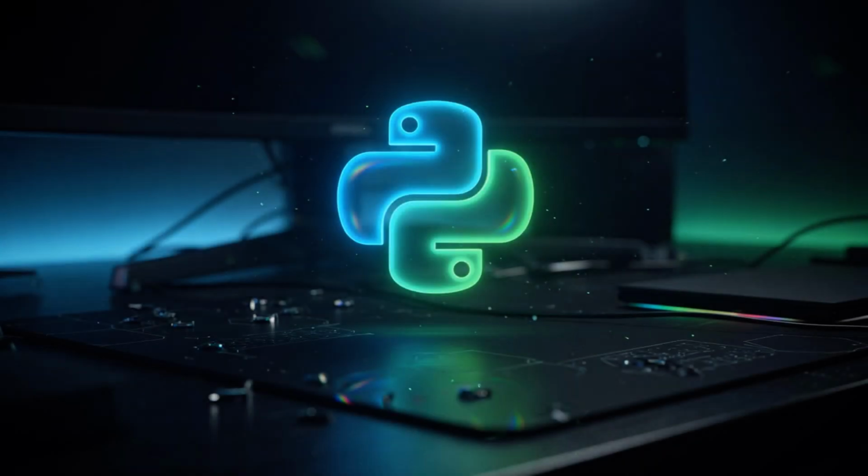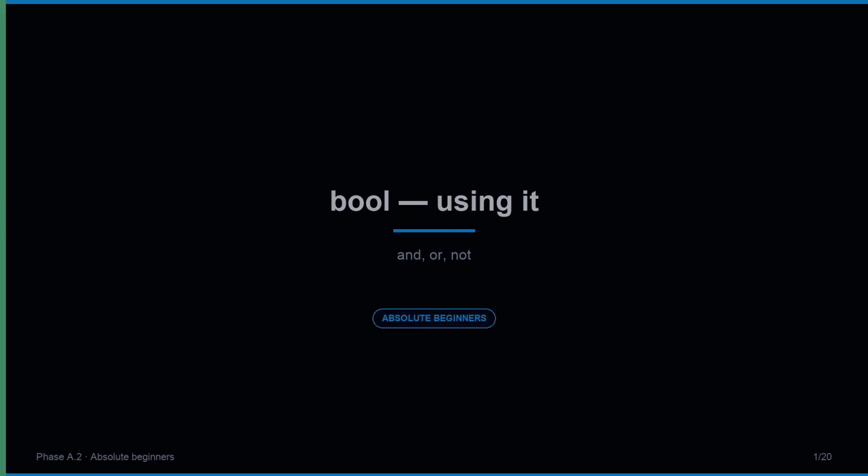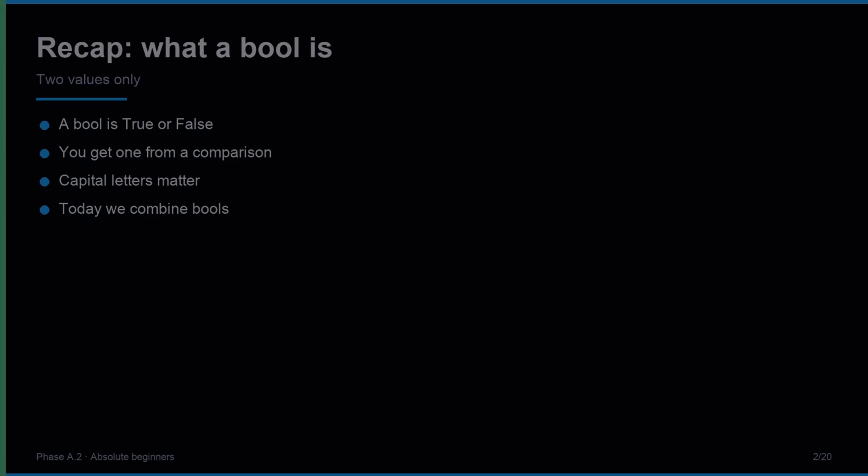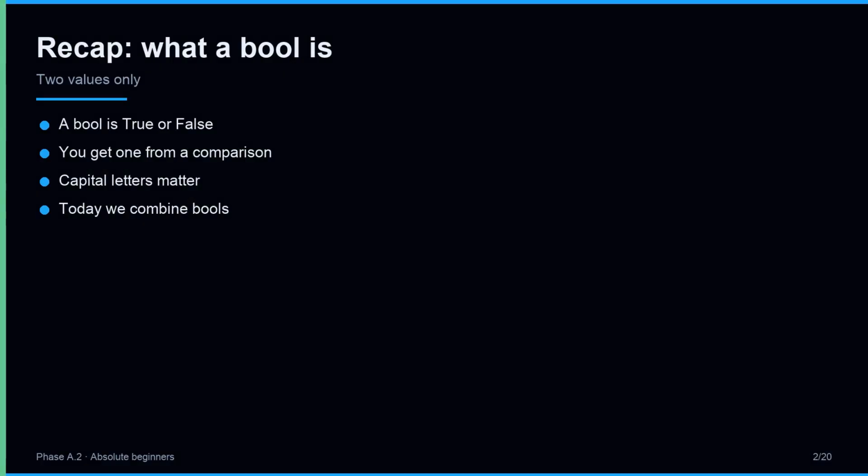Welcome to a slow, beginner-friendly lesson on using booleans, made for absolute beginners. We only practice storing true and false in variables. No comparison operators yet, those have their own video. Before we go further, let us hold what a bool actually is.